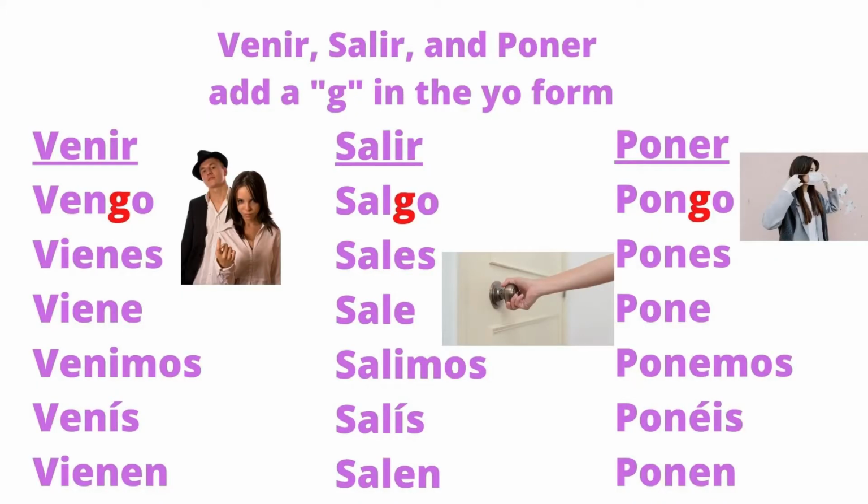Other irregular verbs that add a G in the yo form are venir, which means to come, salir, which means to leave or to go out, and poner, which means to put. On this slide, you will see the conjugations for each of these verbs. Feel free to pause the video to jot them down.